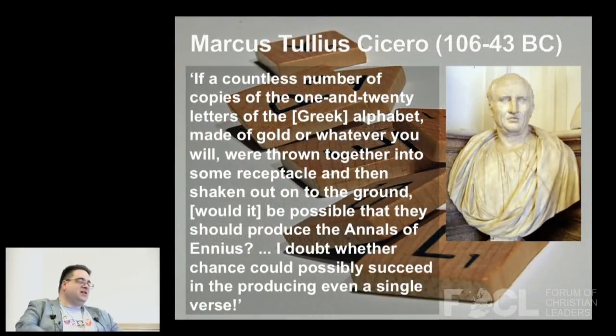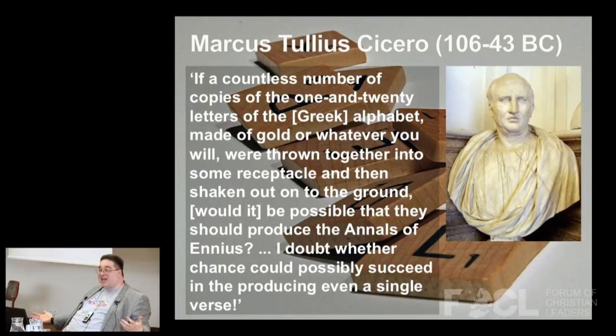So Cicero, the Roman author, noted this kind of thought experiment about kind of playing Scrabble with the letters of the Greek alphabet. If a countless number of copies of the 21 letters of the Greek alphabet were thrown together into a box and then shaken out onto the ground, would it be possible that those letters would produce the Annals of Aeneas, would produce a great big long text? He says, I doubt whether chance could possibly succeed in producing even a single verse. And I think statistically he is right about that.